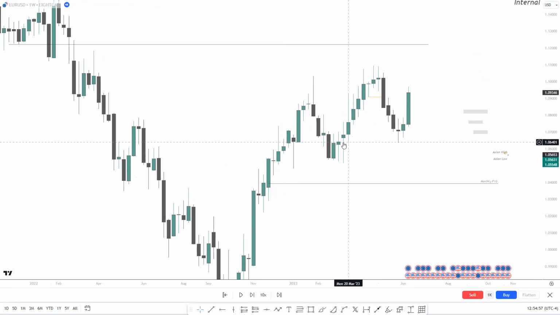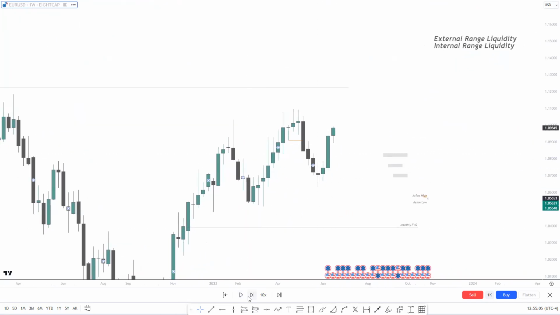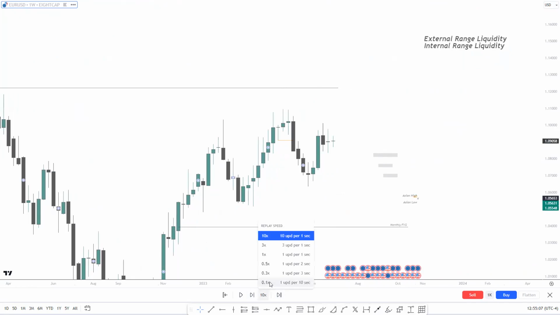Then we don't really have a fair value gap. Okay, so we have it here as well. So internal, then back into the external range. Now let's roll out what happens afterwards.